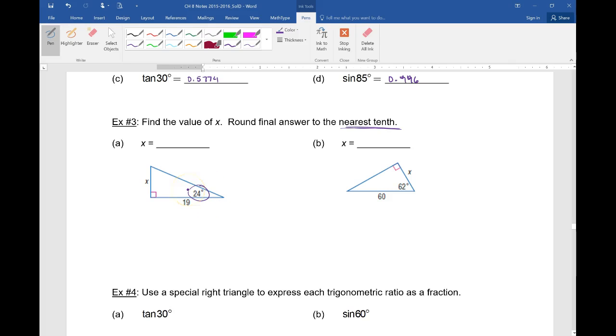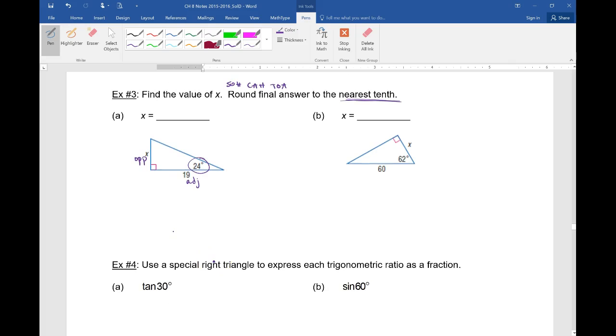This is my angle. Okay? In reference to the angle, which two sides am I given? Am I given the hypotenuse? No. What side is this? This is the opposite side. Which side is this? That's the adjacent side. Now, if I'm given opposite and adjacent, okay, between the SOHCAH TOA, that means that's tangent, right? So I say this, tangent of something. What's the something? It's always an angle.